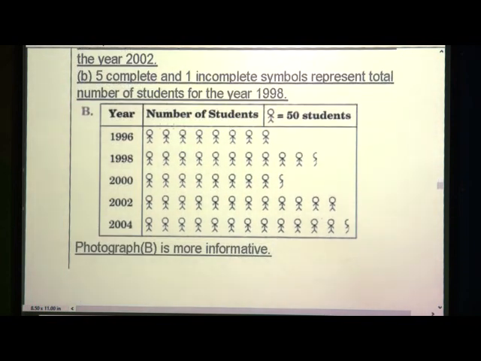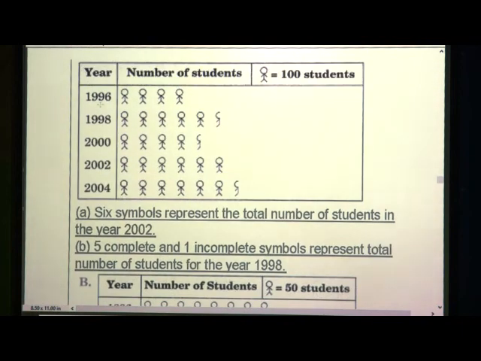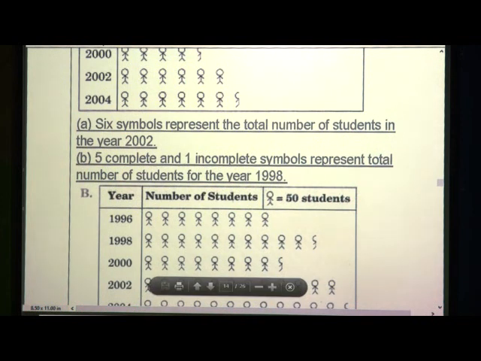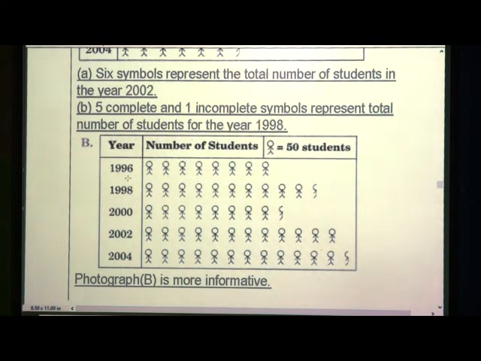Now in question B, it has been told to show the pictograph by using one symbol for 50 students. So, if we were having 400 students, we need to show double symbols for the students for the year 1996, because one symbol indicates 50 students. So for the year 1996 we have this many symbols.